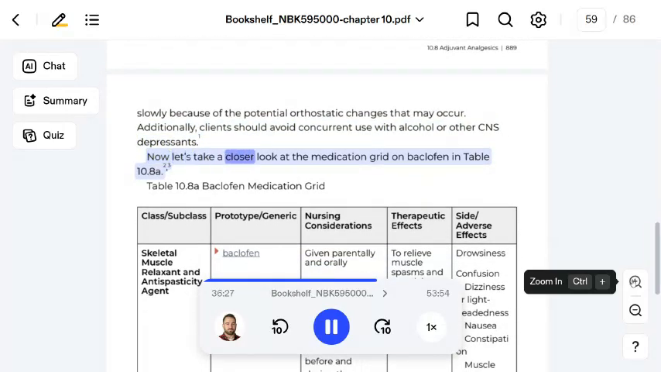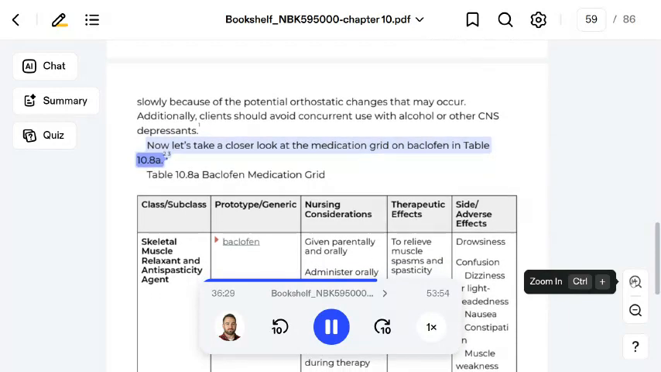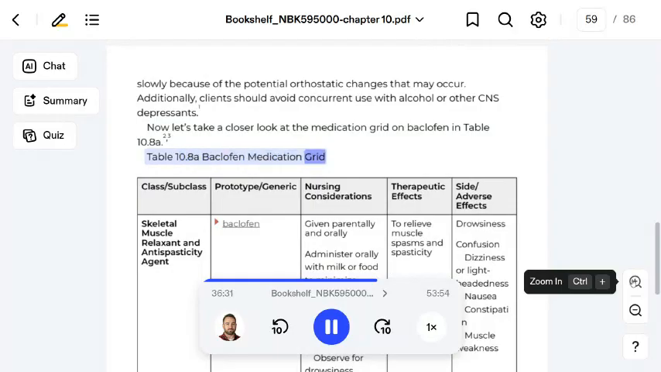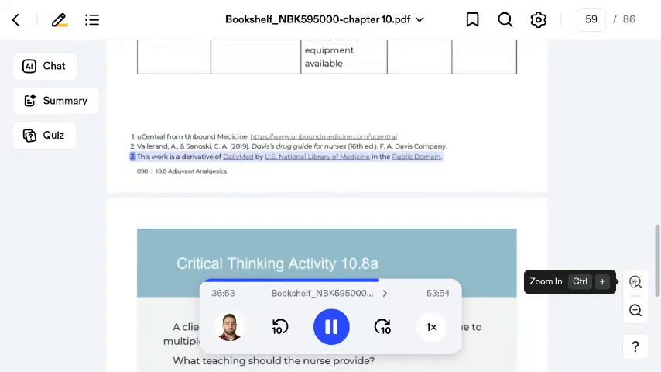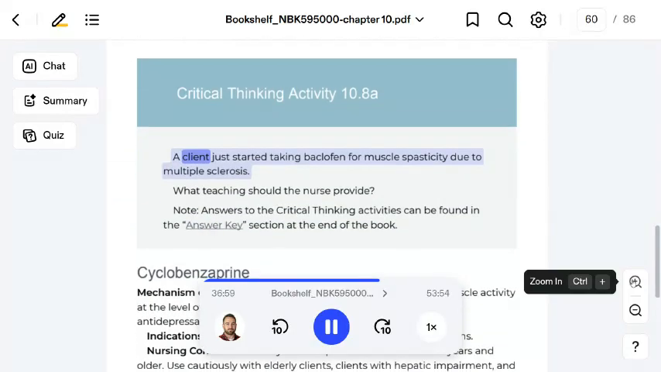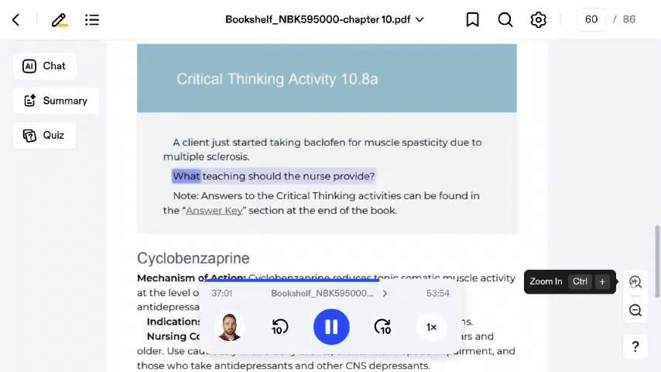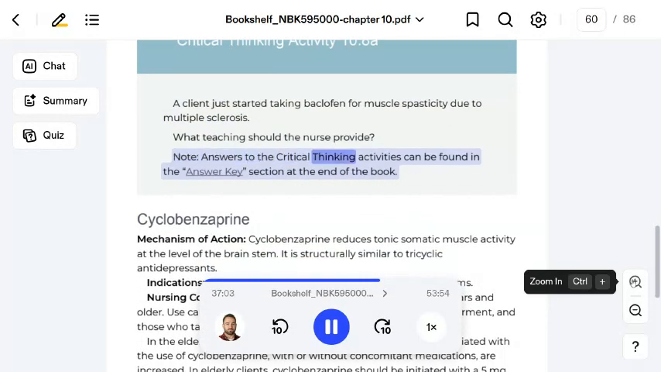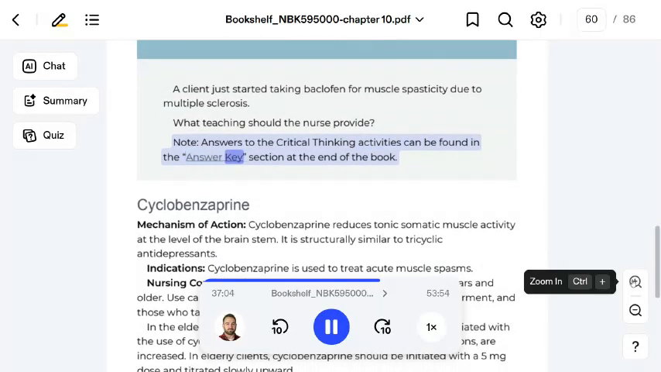Now let's take a closer look at the medication grid on baclofen in Table 10.8a. Table 10.8a, baclofen medication grid. A client just started taking baclofen for muscle spasticity due to multiple sclerosis. What teaching should the nurse provide? Note: answers to the critical thinking activities can be found in the answer key section at the end of the book.